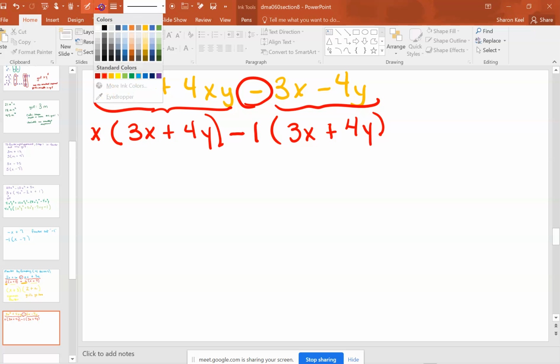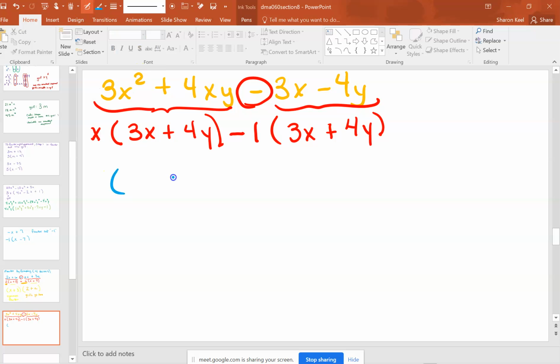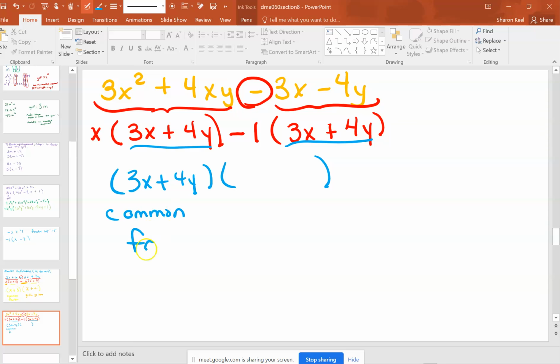My answer is going to factor into two terms. The common factor is the 3x plus 4y. Then what was in front, that x minus 1, those would be the GCFs. We're going to make up the second parenthesis.